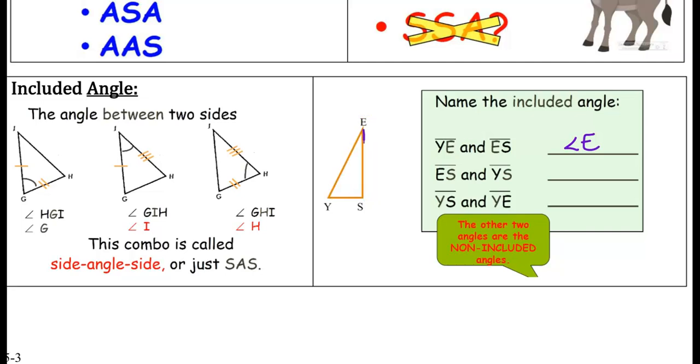So then we have an ES, and then we have a YS. So S is going to be your included angle, the one between those two. And then we have a YS and a YE, which again is going to sandwich your angle Y.